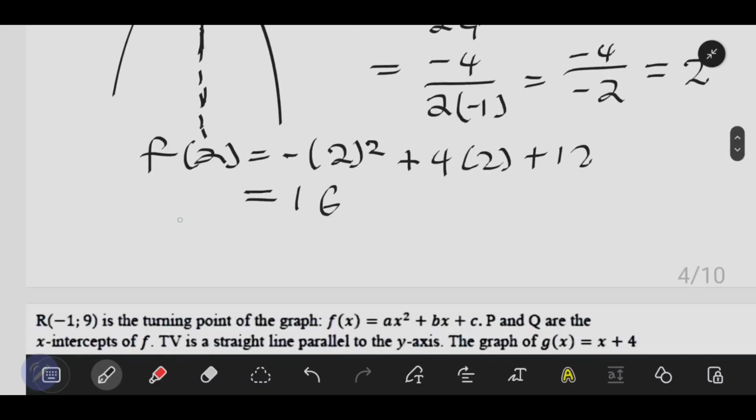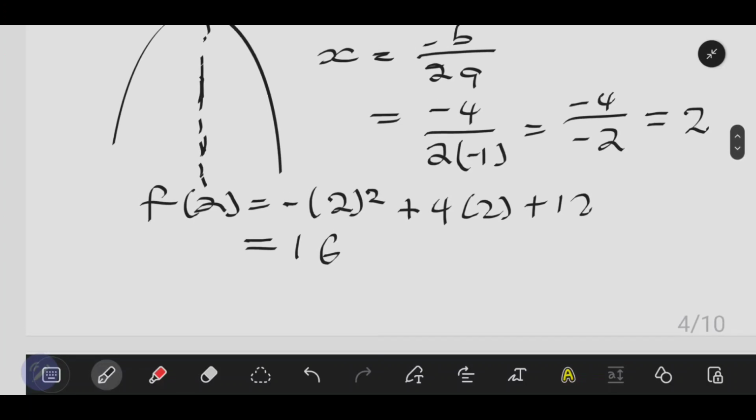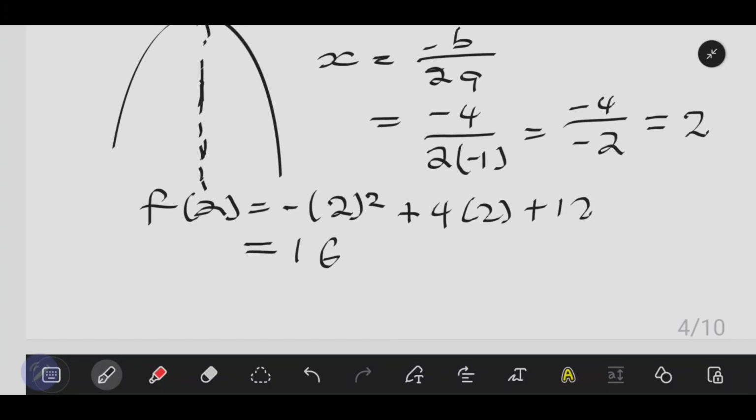Therefore, your turning point coordinates are (2; 16). Then you are done with that question.